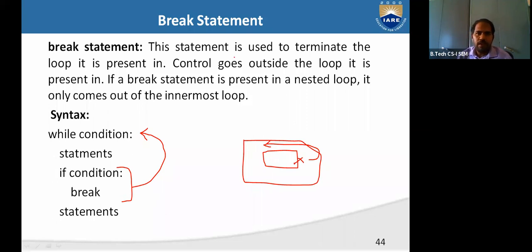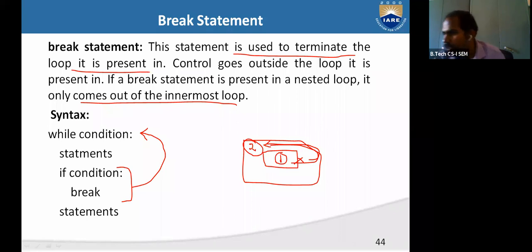So what does it say here? This statement is used to terminate the loop it is present in, and the control goes outside the loop. If a break statement is present in a nested loop, what happens here? It only comes out of the innermost loop, from this innermost loop to the outer loop. For example, this is innermost loop 1, then this is the outer loop 2. What happens once inner loop 1 fails? It moves to the outer loop 2.